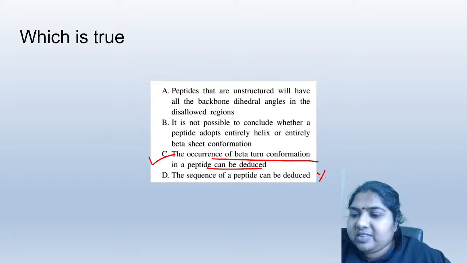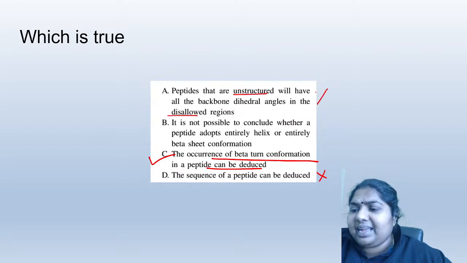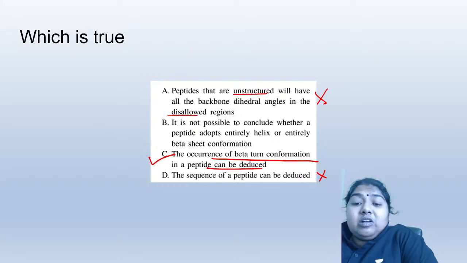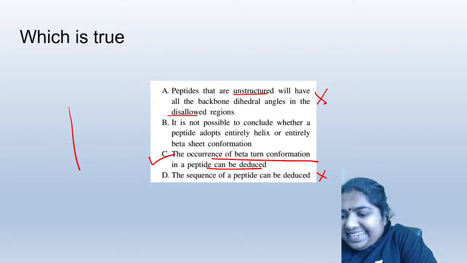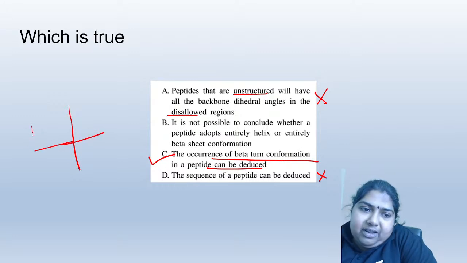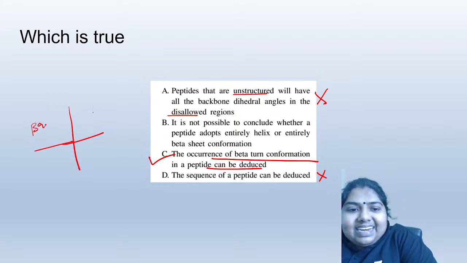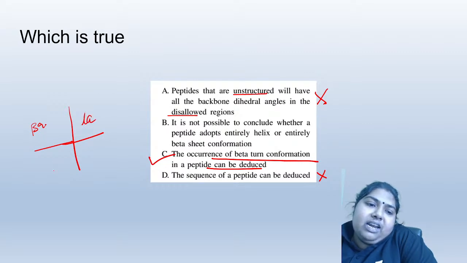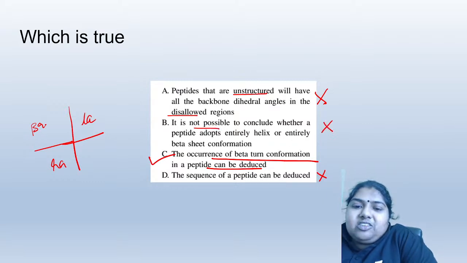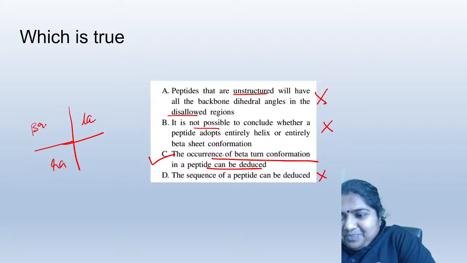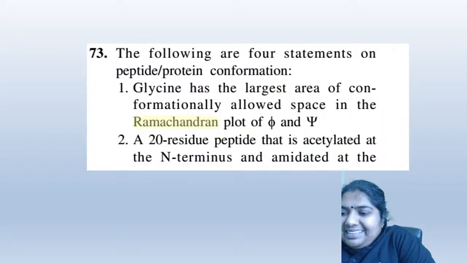Sequence, no way. Ramachandran plot and sequence are in no way related. The peptides that are unstructured will be in the disallowed region? Nothing like that is proposed. It is not possible to conclude whether it is helix? See, if it is entirely beta sheet, it will be present only in the upper left. Correct? If it is entirely right-handed alpha or left-handed alpha, it will be present here. So accordingly you can predict. So it says that it is not possible to predict, it is wrong. So the only correct answer is option C. Got it, everybody? So now it is clear.